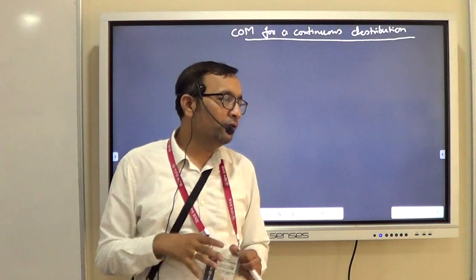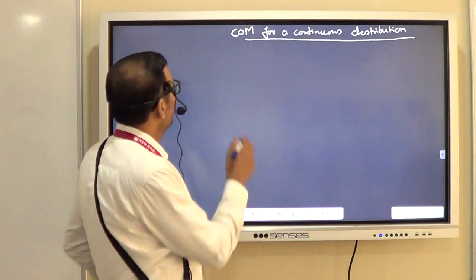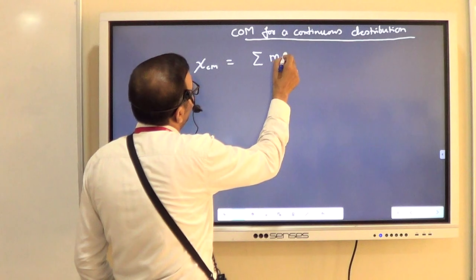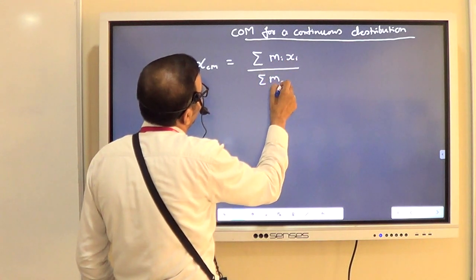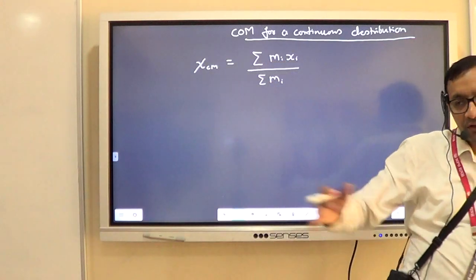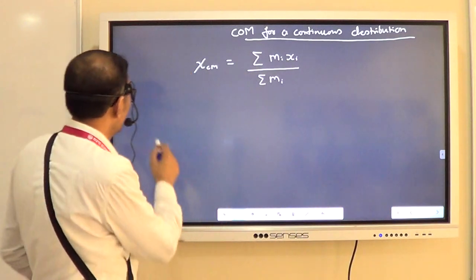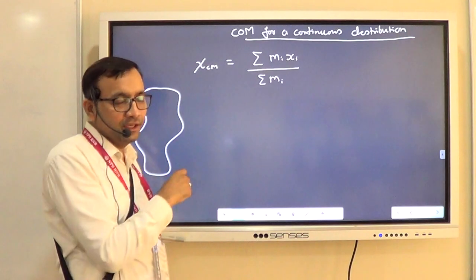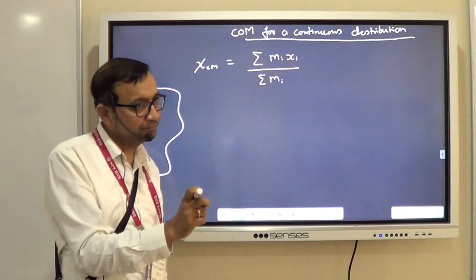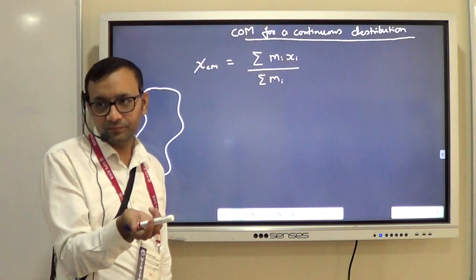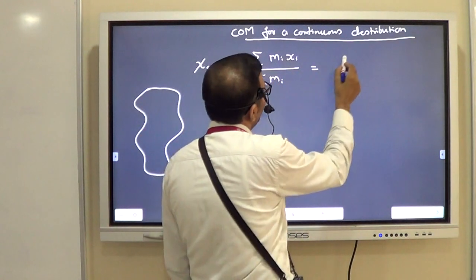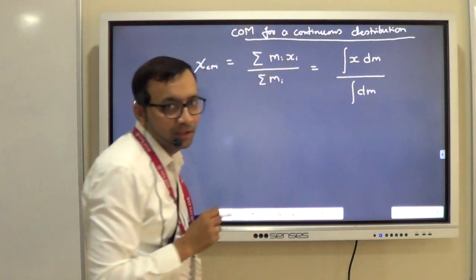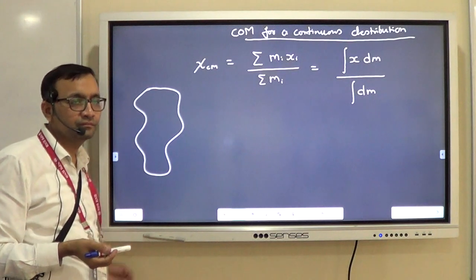The summation will get transformed into an integral. Okay? And this is how it will happen. So x center of mass is summation of mi xi divided by summation of mi. Now suppose there is a big mass, an irregular shape object. This big mass is there, irregular shape and size. I'll assume that the entire big object is made up of small masses of mass dm. dm is the small mass and its location is x. So the numerator will become integral of x dm divided by integral of dm. Summation will get transformed into integral. Integration is summation only. Any doubts?